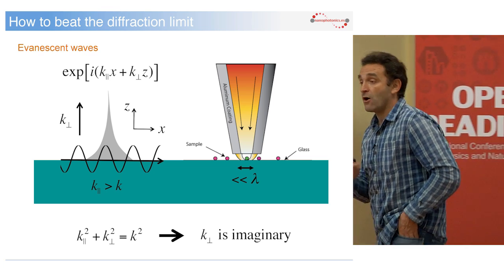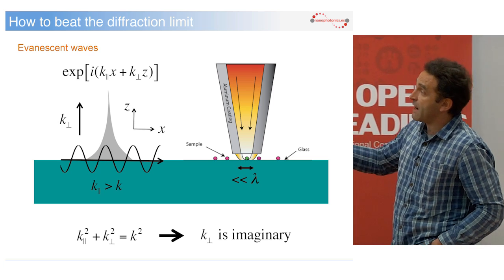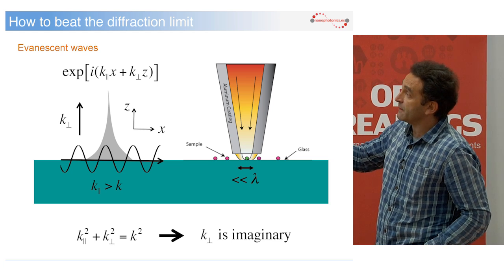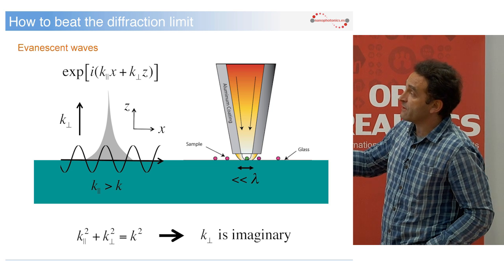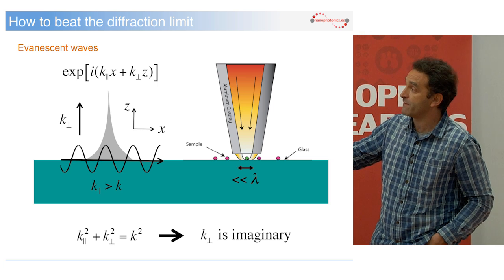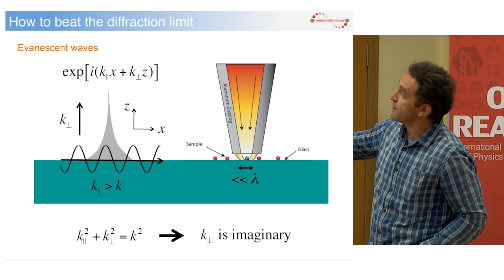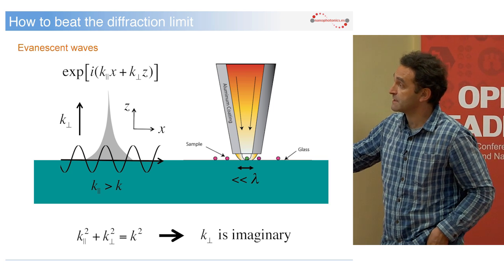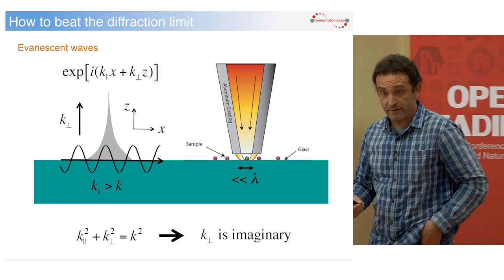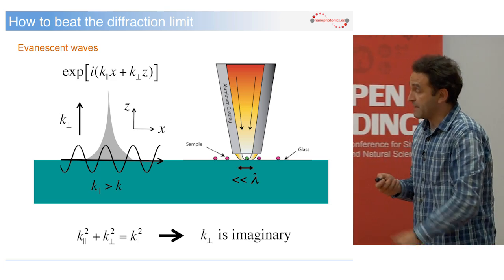So there are other ways. Essentially, if you want to achieve a parallel wave vector that is much larger than the wave vector of light, because of the conservation of the total wave vector, which has to satisfy this relation, so that's the wave vector of the light, that means the perpendicular component has to be imaginary, just to compensate. And imaginary means evanescent waves. So by using evanescent waves, you naturally produce a higher resolution.